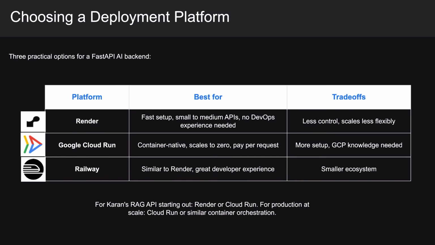Look at the 3-row table. 3 options for a FastAPI AI backend. Render, fast setup, no DevOps experience needed, great for small to medium APIs. Trade-off, less control, scales less flexibly. Google Cloud Run, container native, scales to 0, pay per request. Trade-off, more setup, GCP knowledge needed. Railway. Similar developer experience to Render, but smaller ecosystem. The callout at the bottom says it clearly. Starting out, use Render or Cloud Run. At production scale, Cloud Run or another container orchestration platform.